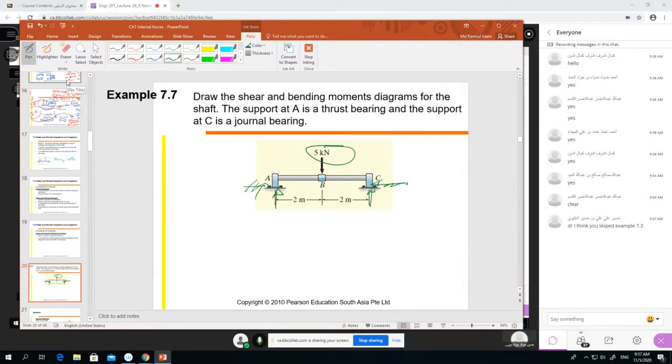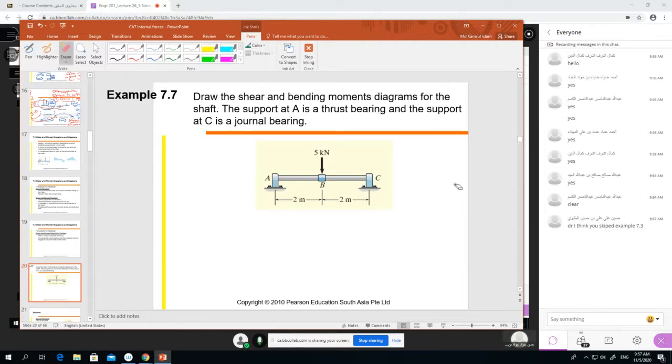Sorry, doctor, I think you skipped example 7.3. Yes, I did. I know, because the first important thing is this, right? Hussain Muhammad Ali. I intentionally skipped that one because that is not important at this moment.